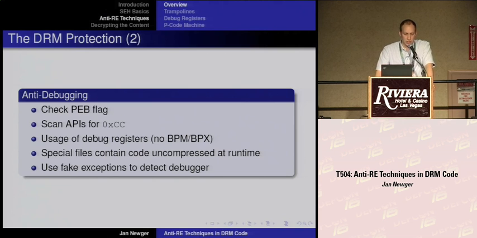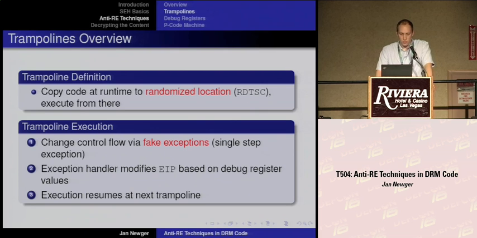And finally, the system also uses fake exceptions to detect a possibly attached debugger. Okay, so trampolines, in this case, are code which is copied at runtime to a randomized location, and RDTSC is used as a seed for a random number generator to place the destination of the trampoline. And when the trampoline has been copied, execution is resumed from the destination.